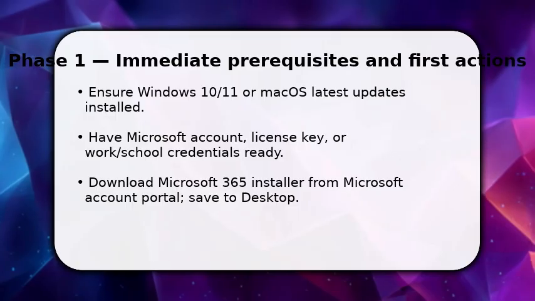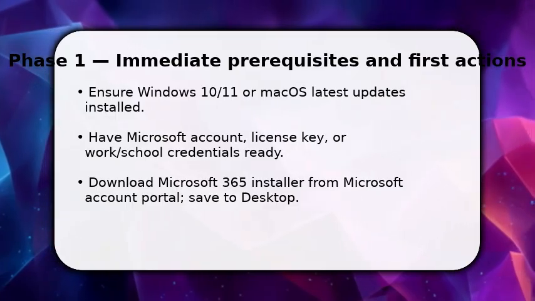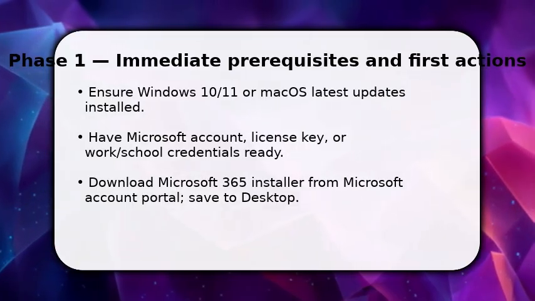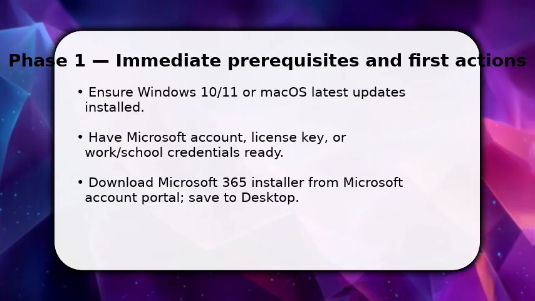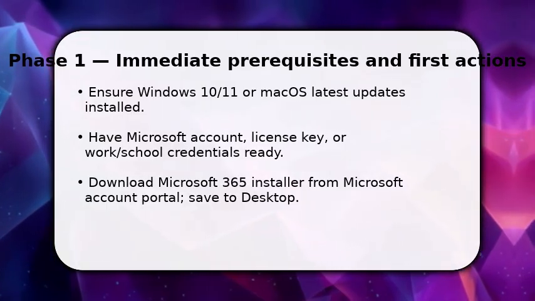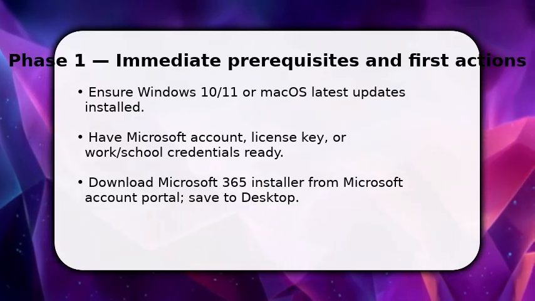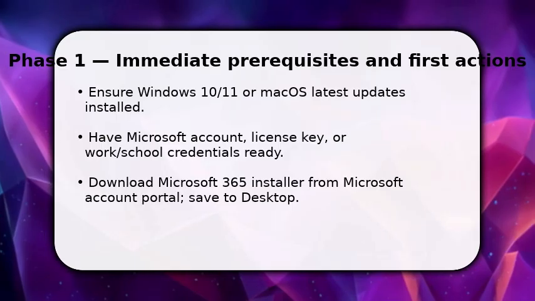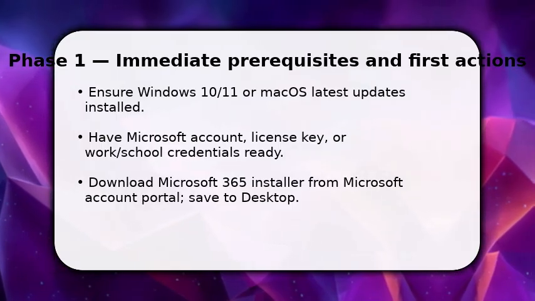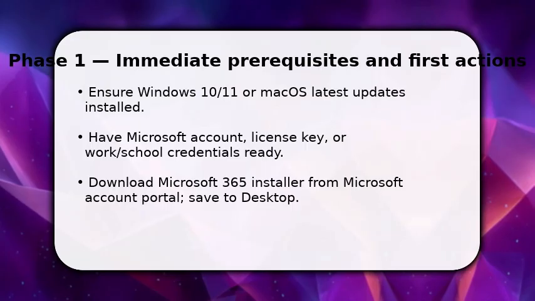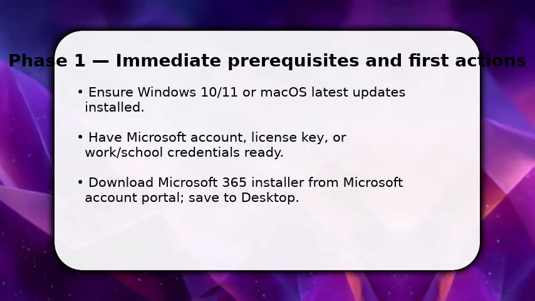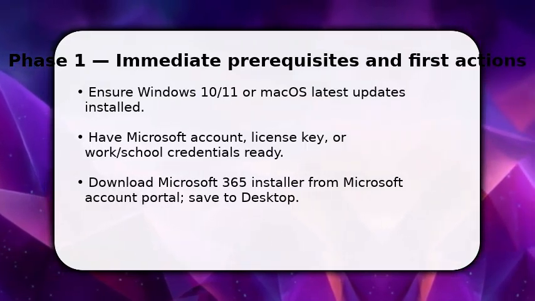You start by confirming system updates and free disk space so installation won't stall. Sign in with your Microsoft account or use work credentials. This ties the license to your device. Once signed in, download the Microsoft 365 installer from your account portal and save it to a clear location like desktop. Run the installer as administrator to avoid permission errors.